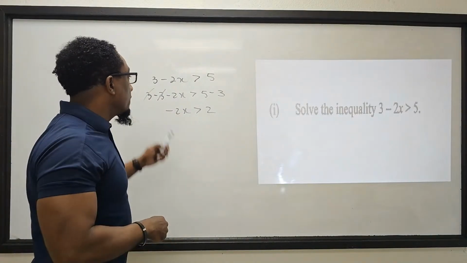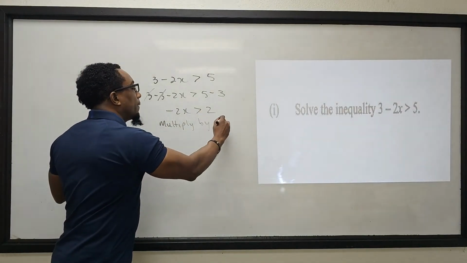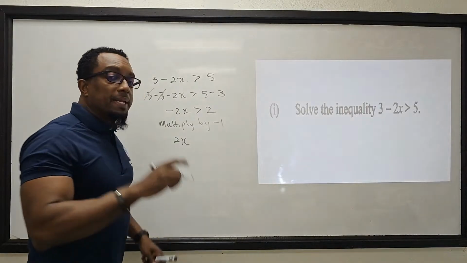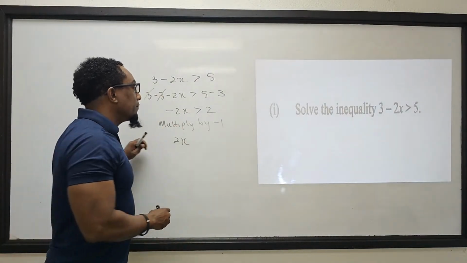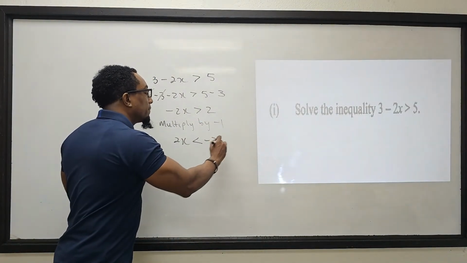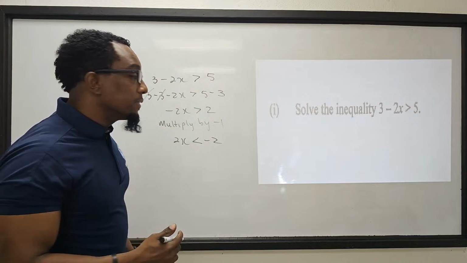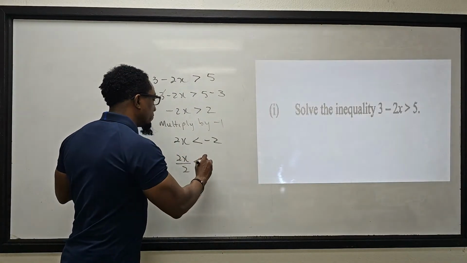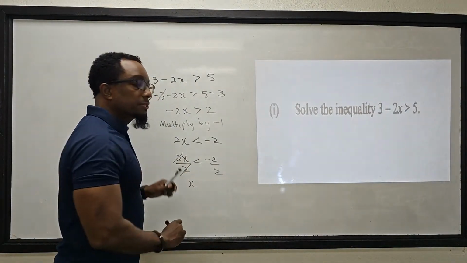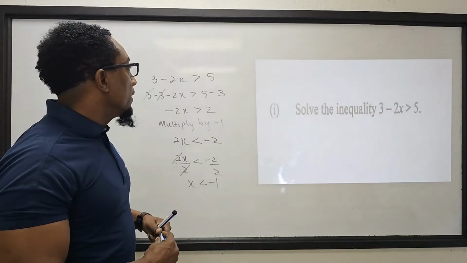So to make this positive 2x, I'm going to multiply by negative 1. So negative 2x by negative 1 is positive 2x, but that's not the only thing that's going to change. Greater than will change to less than, and positive 2 by negative 1 will give me negative 2. And now to make x the subject, where x will be a positive result, I'm going to divide both sides by 2. And therefore my two 2's divide into each other to give me x. I'm going to get x is less than negative 1. Negative 2 divided by 2 is negative 1.